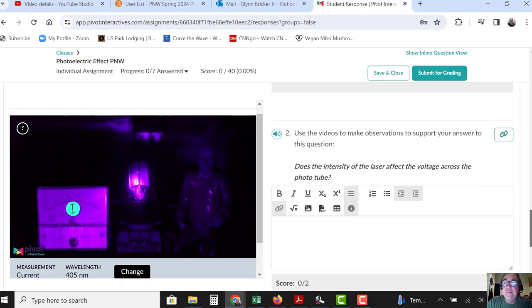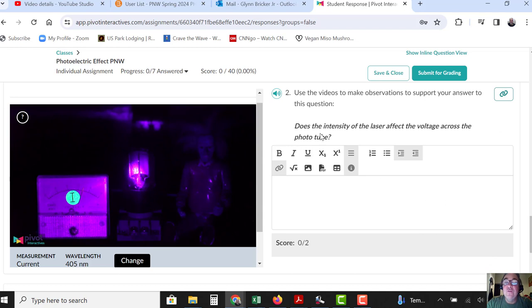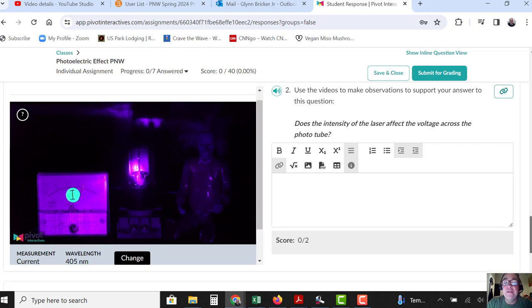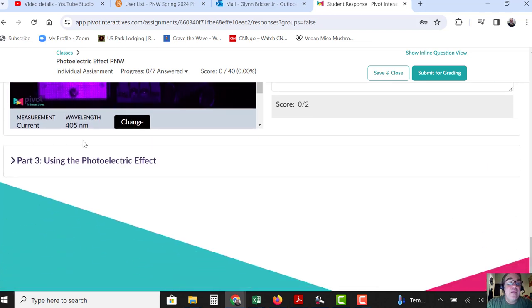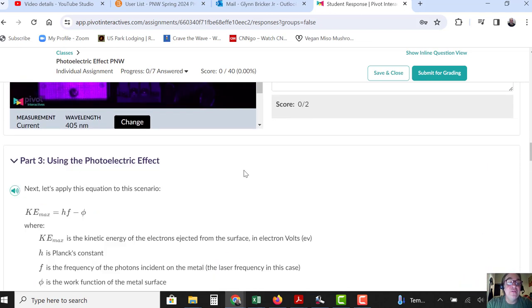Does the intensity of the light affect the voltage across the phototube? So the voltage across the phototube is not affected by that. The voltage across the phototube is what you set up to direct electrons across, or to completely stop them from coming across. Okay, so it's just like the phototube idea in the book. And then using the photoelectric effect.